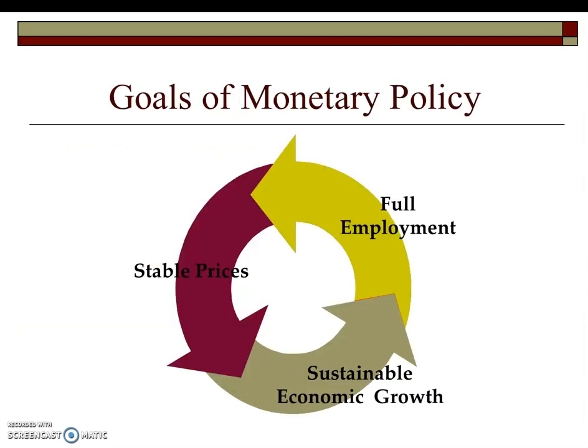So the 3 goals are full employment, stable prices, and sustainable economic growth. We know full employment's 4 to 6%. Stable prices obviously means we don't want rapid inflation. And sustainable economic growth. We want the economy to grow, but we don't want it to go too fast. We don't want it to grow too slow.